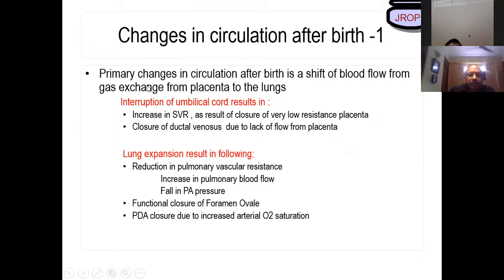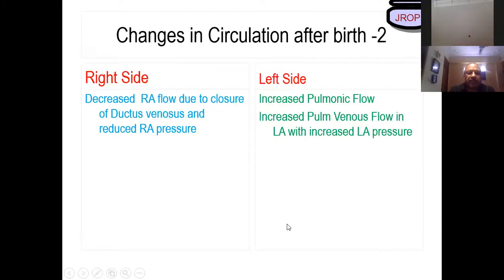Now, again repeat, the primary change of circulation after birth is the shift of gas exchange from placenta to lungs. Interruption of umbilical cord results in increased systemic vascular resistance, resulting in closure of the low-resistance placenta, and closure of ductus venosus due to lack of flow from placenta. Lung expansion results in the following: reduction in pulmonary vascular resistance, increased pulmonic blood flow, fall in pulmonary artery pressures, functional closure of foramen ovale, and PDA closure happens due to increased arterial saturations.